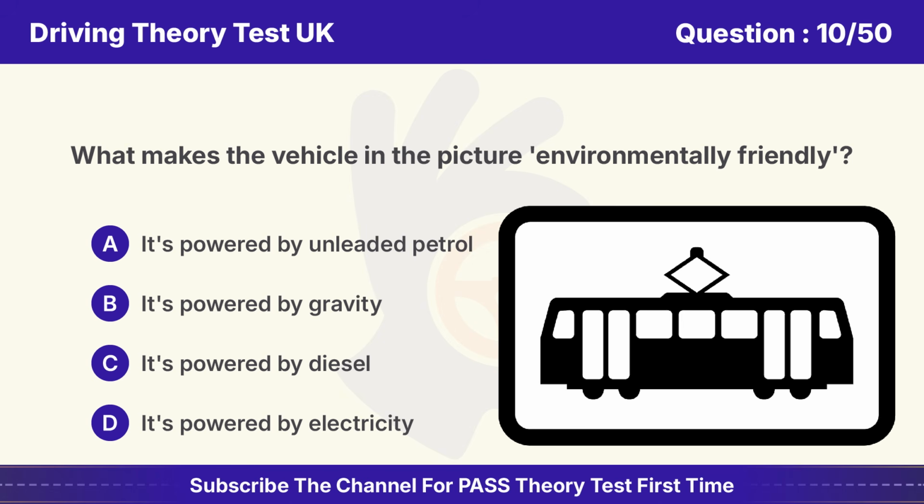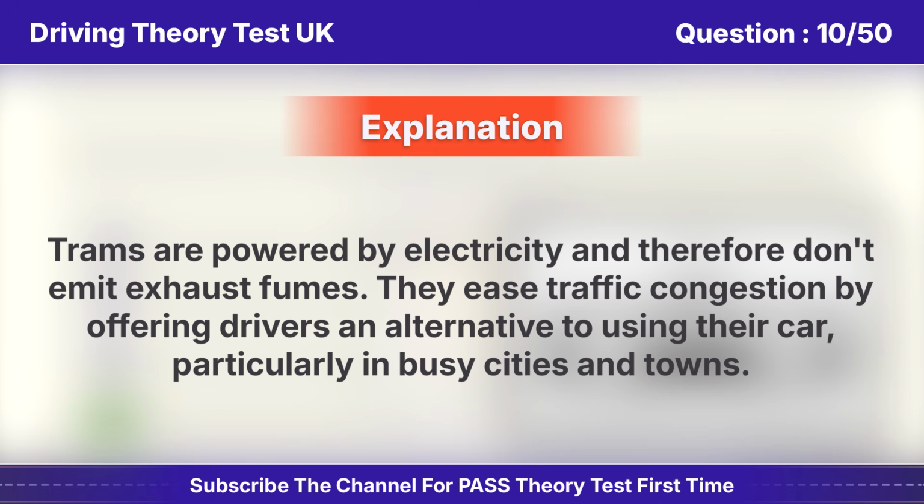Question 10. What makes the vehicle in the picture environmentally friendly? Answer is D. It's powered by electricity. Trams are powered by electricity and therefore don't emit exhaust fumes. They ease traffic congestion by offering drivers an alternative to using their car, particularly in busy cities and towns.